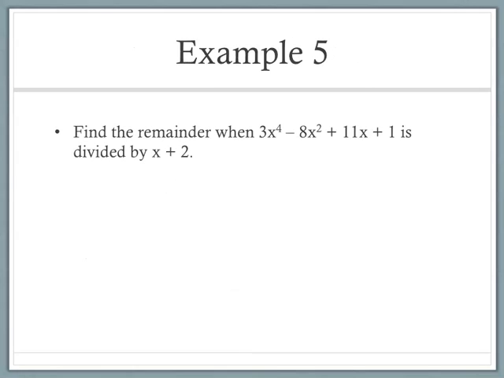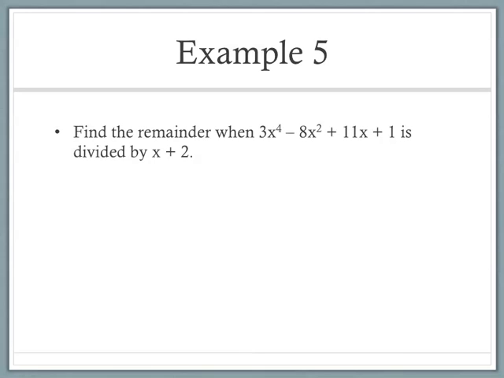All right, find the remainder when 3x to the 4th minus 8x squared plus 11x plus 1 is divided by x plus 2. All right, so we're going to use the remainder theorem. We want to know what the remainder is without having to do out the division. So using the remainder theorem, we would plug in negative 2 in for x in our polynomial.